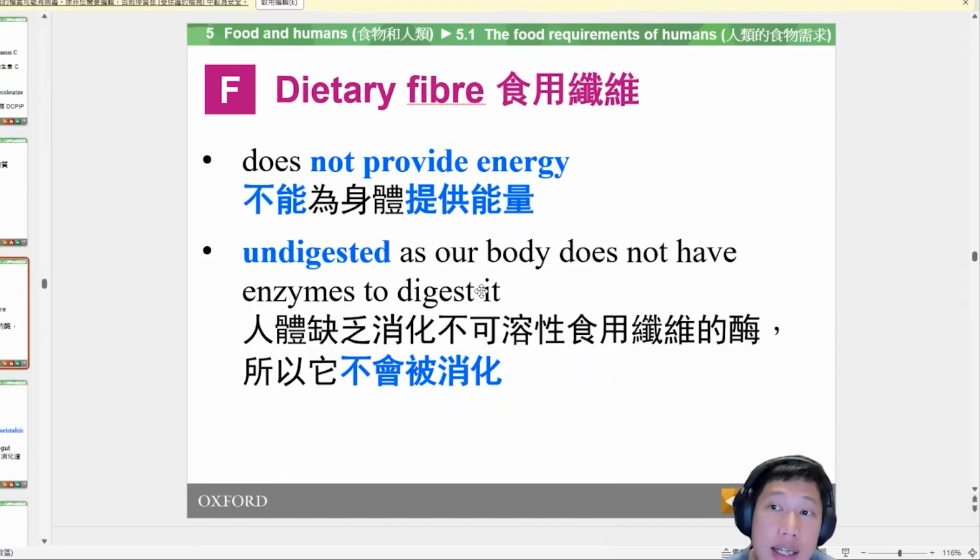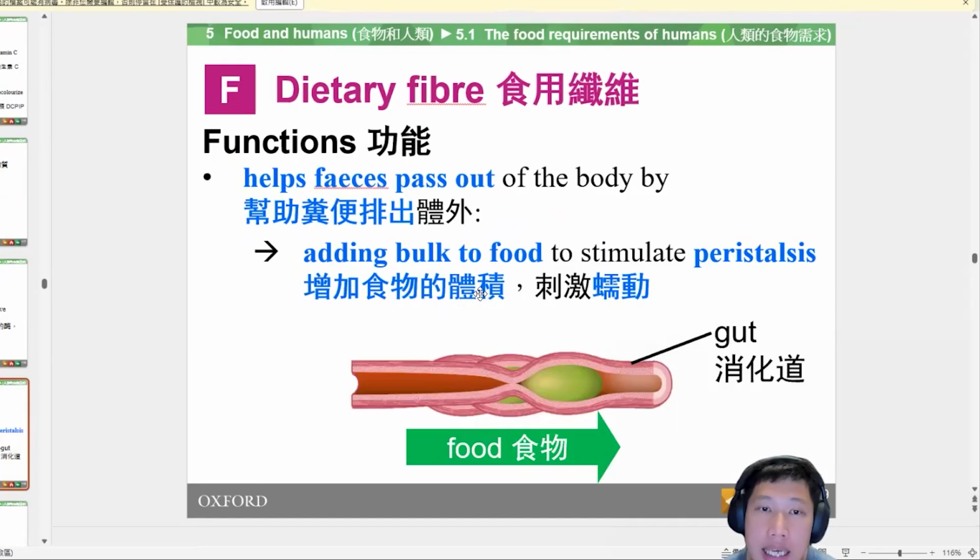As they are cellulose, meaning that they cannot be digested by our body. So we cannot digest them. So in this case, they do not provide us any energy. However, they can help the feces to pass out from our body. So it can add bulk to the food. So this stimulates the peristalsis.